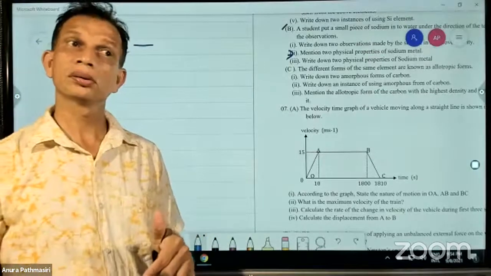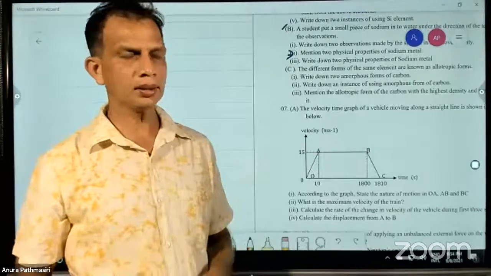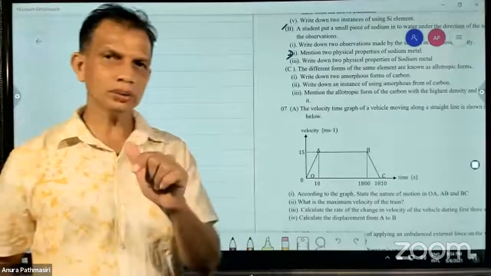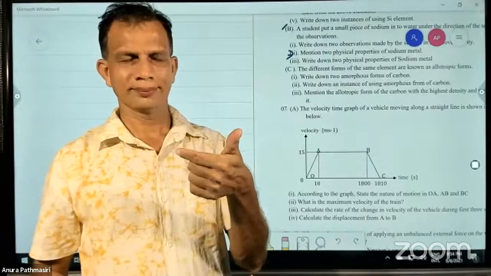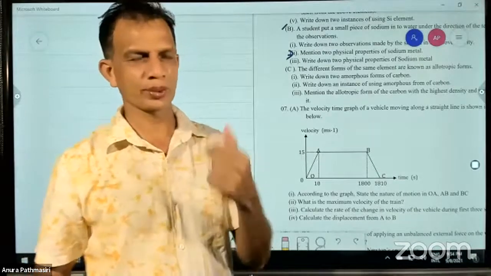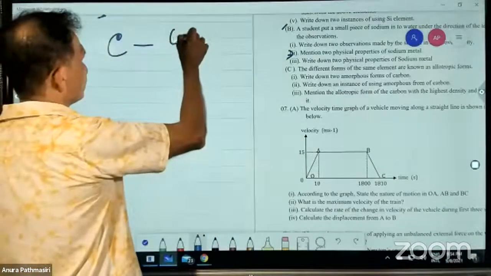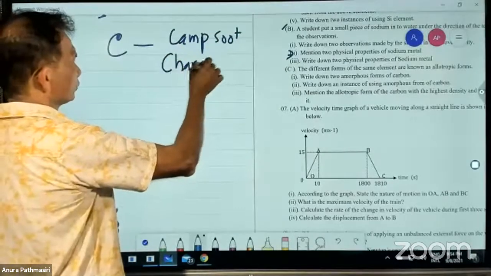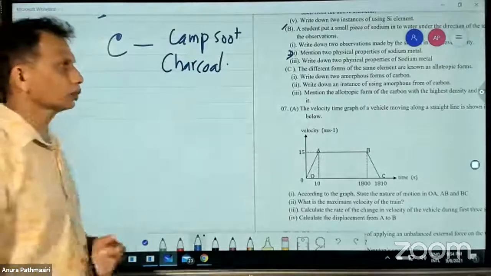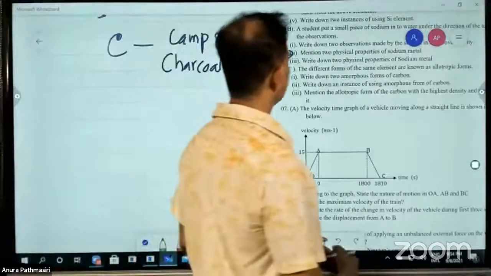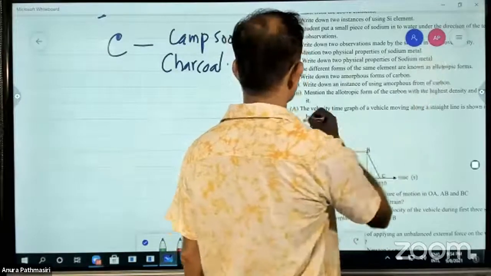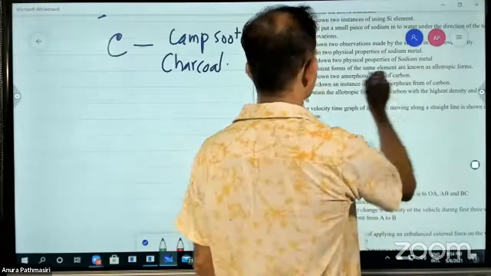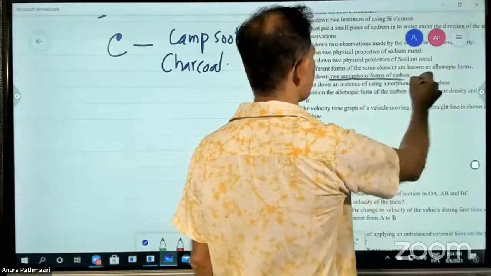What are they? Ash. Charcoal. Coal. Limestone. Charcoal, limestone and charcoal. Write down two physical properties. No, see, write down an instance of using amorphous form of carbon. Write down two amorphous forms of carbon.